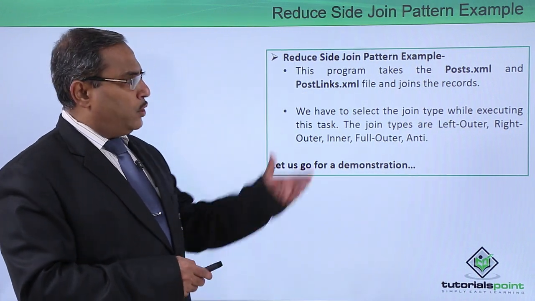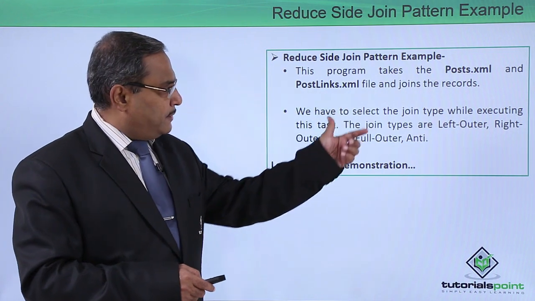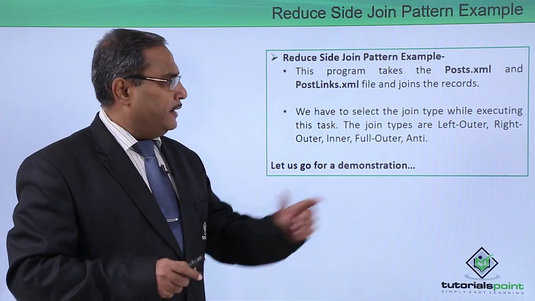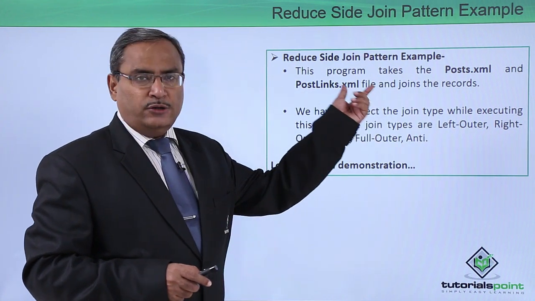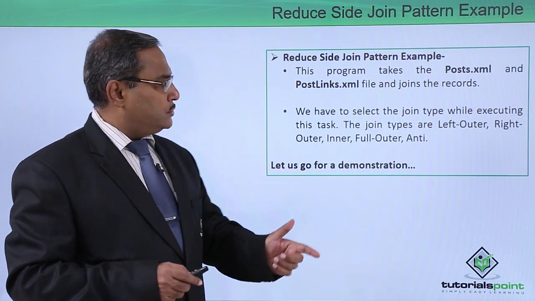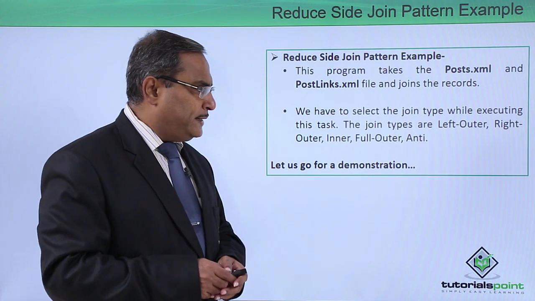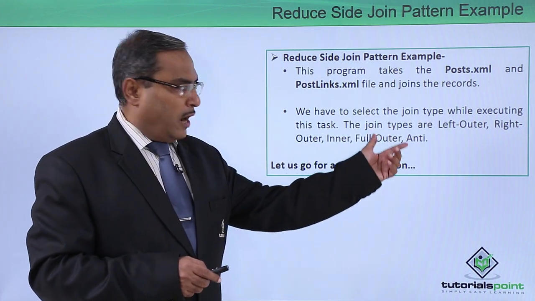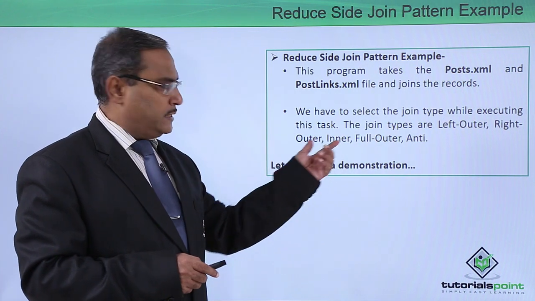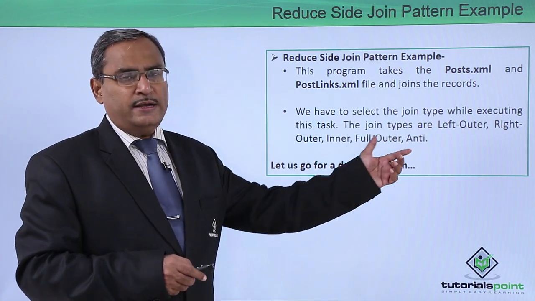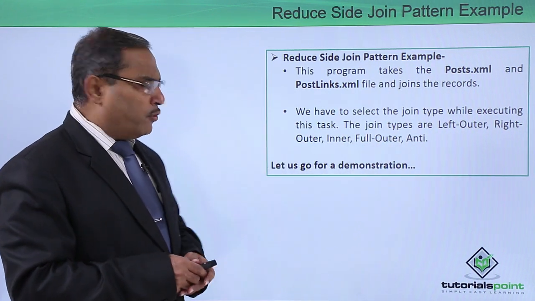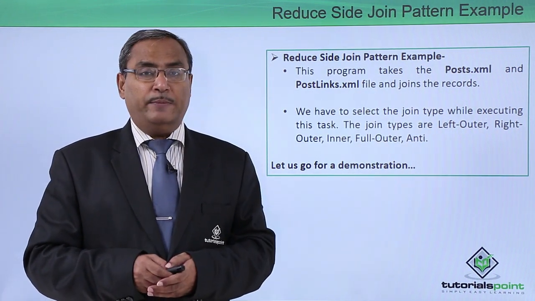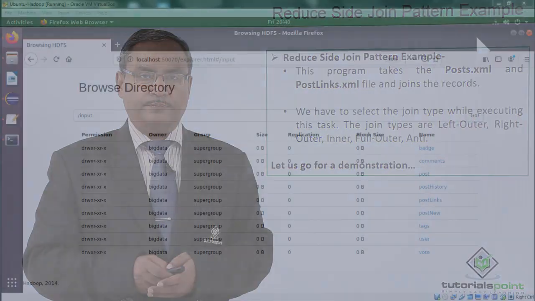This program takes posts.xml and postlinks.xml. Two XML files will be taken and then it will go for joining of the records. We have to select the join type while executing the task. The join types are left outer, right outer, inner, full outer, anti and so on. Let us go for one practical demonstration to show you how these operations can be implemented using Java.